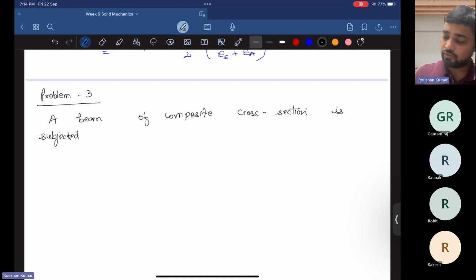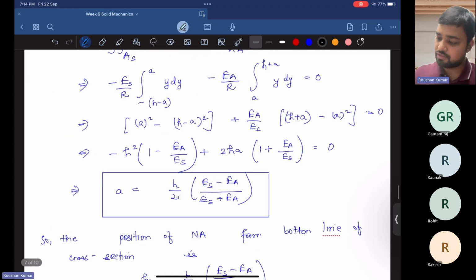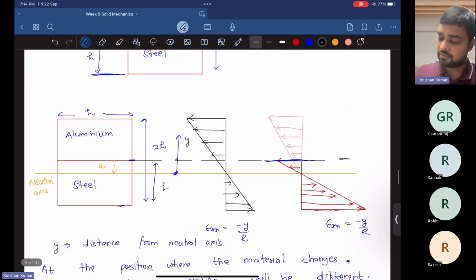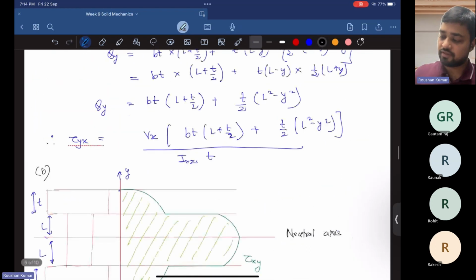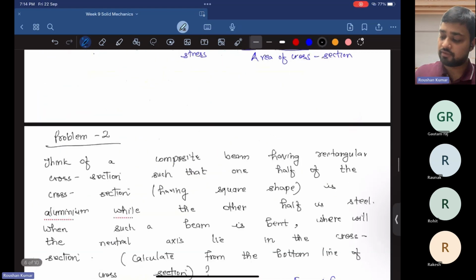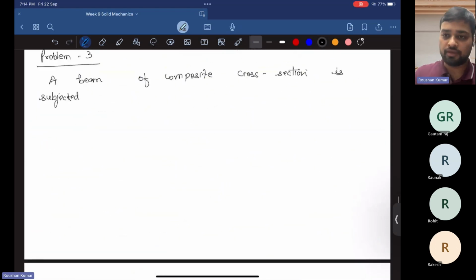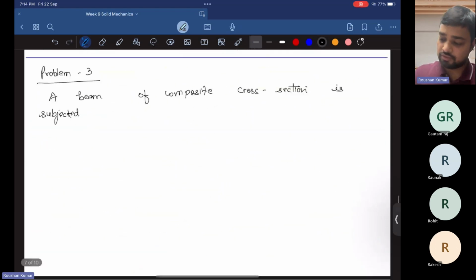So till now we have solved 2 questions. The first question is based on the shear stress distribution, and the second question is based on the bending of beams. This question is also based on the bending of beam, and the question is a beam of composite cross section is subjected to bending moment M Z equal to 30 kilonewton.